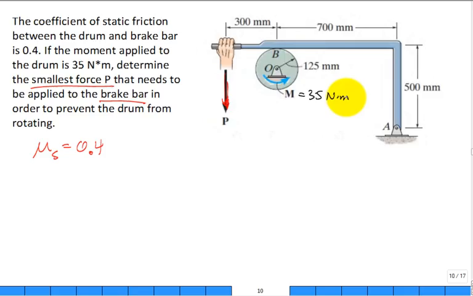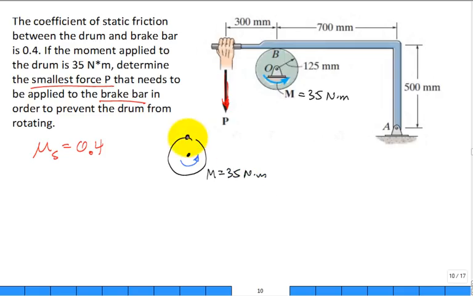Okay, so we'll have two free body diagrams. If you do a free body diagram of the drum, it's like this. Here is our point O. Here is our point B. This is that moment, so maybe try and color it a little like this. That's applied, and so M is equal to 35 newton meter.